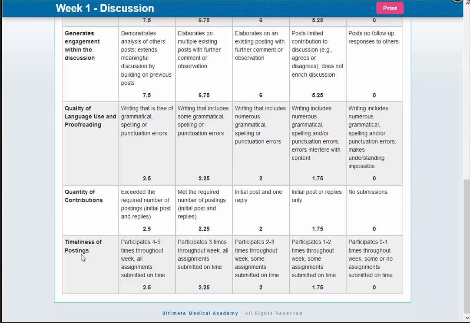And our final criteria is timeliness of postings. Here, to earn full points, you need to participate 4 to 5 times throughout the week, and all of your posts need to be submitted on time. A participation is per day. It doesn't count if you're submitting 4 posts in one day. That's participating one time. I'm looking for you to participate on multiple days, and that goes back to those expectations. So if you are posting on 4 or 5 different days throughout the week, you can earn full points.